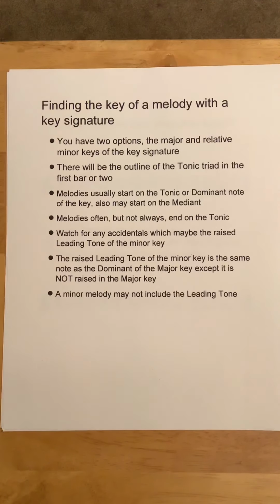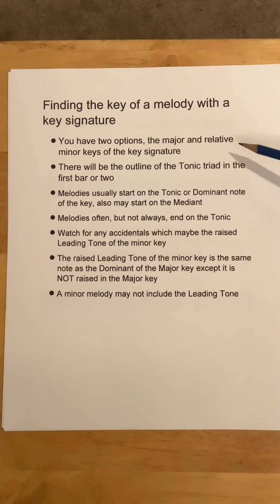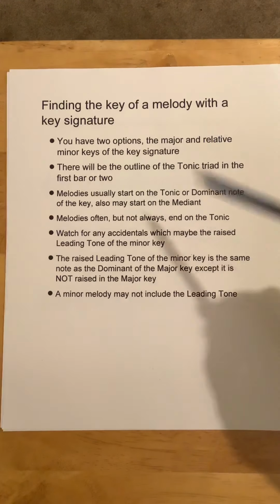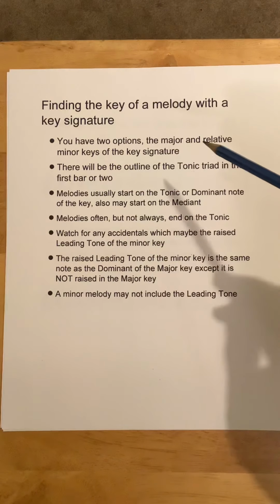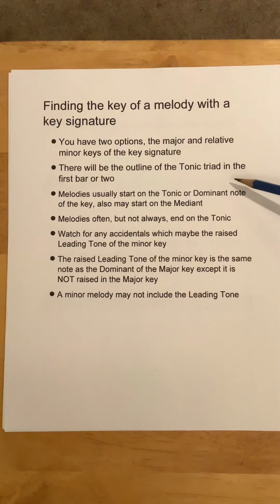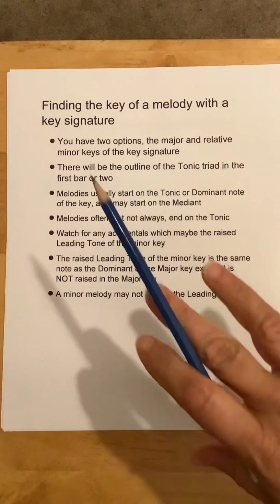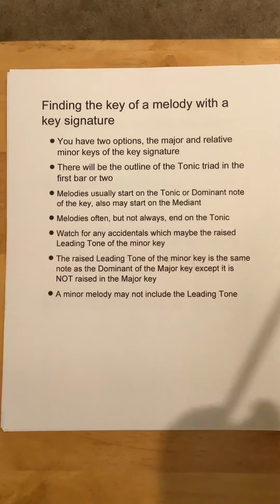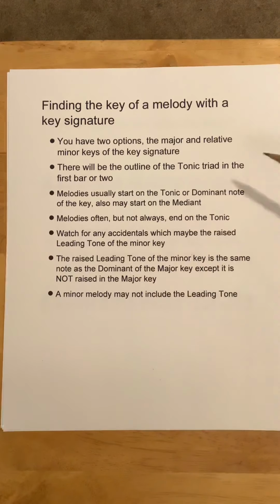There are a few things to remember when you're trying to find the key of a melody. We'll do a bunch of examples afterwards. When you're given a key signature, you have two options: it's either the major or the relative minor. There are no other options. There will be an outline of the tonic triad in the first bar or two. Somehow that tonic triad will be outlined.